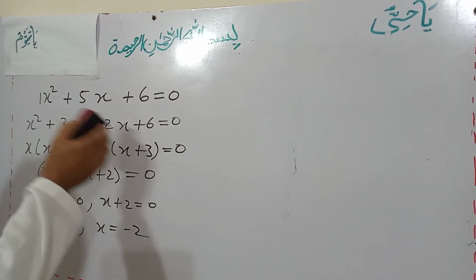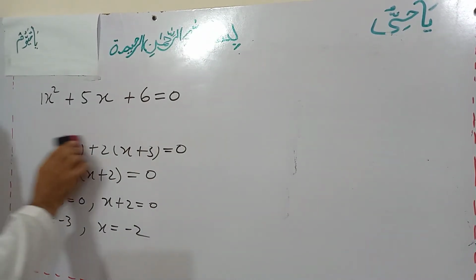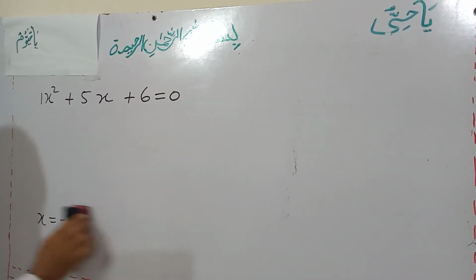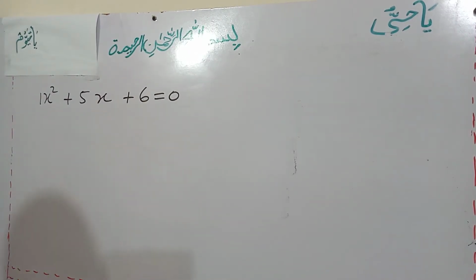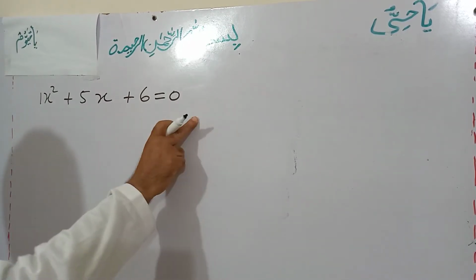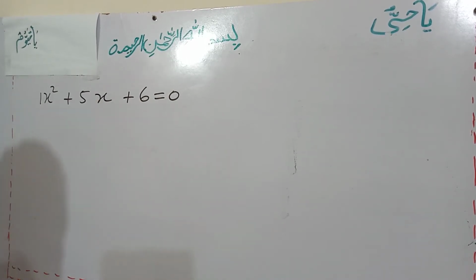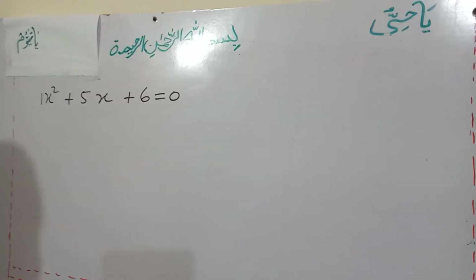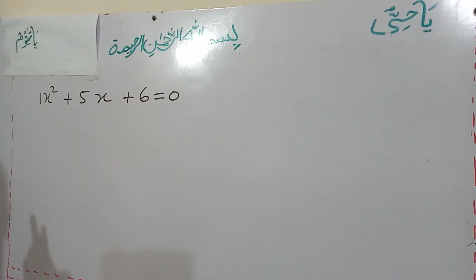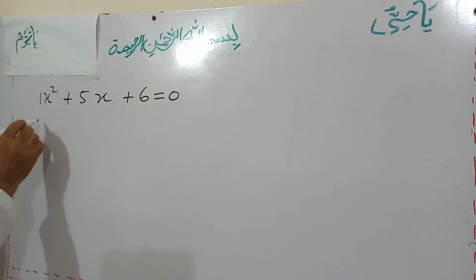Now how to solve this equation by using the completing square method? For this, step 1 is to remove the coefficient of x square. You can see that there is no coefficient of x square, so we will omit the first step, that is, remove the coefficient of the square term. Second step is to shift the constant term towards the right side. So this is your second step.